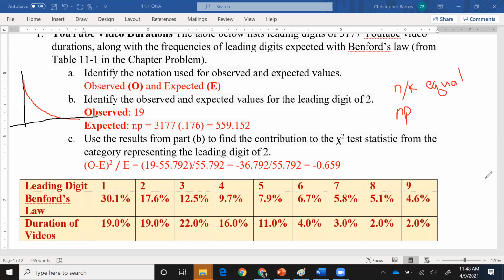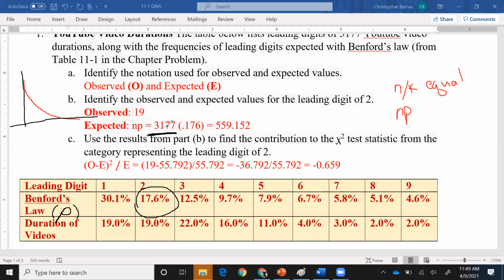So we would use this equation, n times p. What we have to do is look at the proportion. This is our p right here. We use this equation and multiply it by n, and n equals 3,117. So that's how we get that math. If we were to do it for all of these values, we would do the same thing for each of those values.